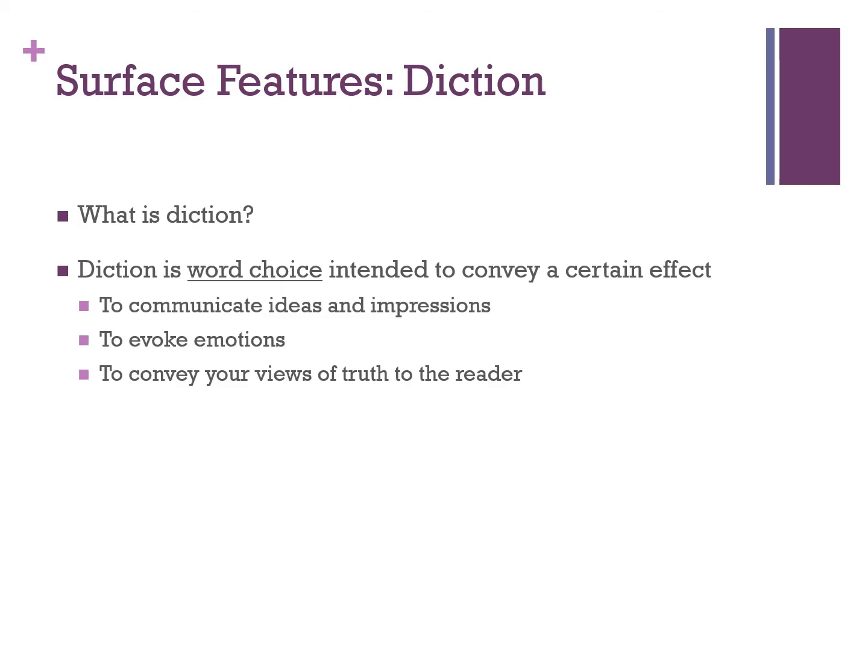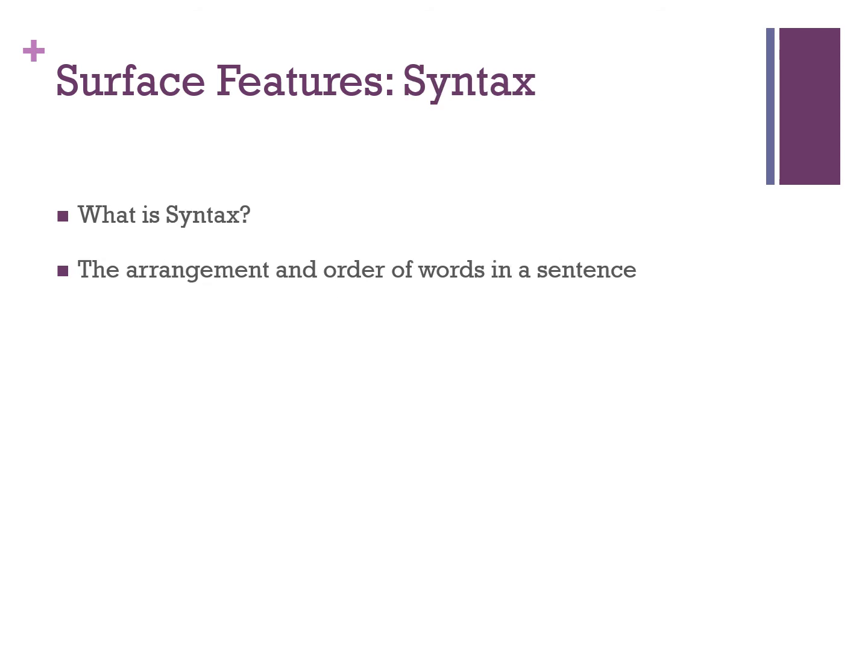Surface features. Diction. What is diction? Diction is word choice that's intended to convey a certain effect. People use word choice to convey ideas and impressions, to evoke emotions, and to convince their readers of the truth. Think of speeches by Martin Luther King Jr., John F. Kennedy Jr., Barack Obama. These are all people that used word choice in powerful ways to convey ideas.